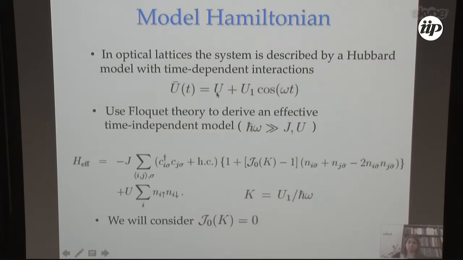Okay? So now with this driven interaction, we can use Floquet theory to try to derive some effective time-independent model in the limit when the frequency is much larger than the bare hopping J and the constant U term. You will do this, and again, you are going to get Bessel functions. And these Bessel functions now are going to be a bit more complicated because they will have the densities in their argument. So they are not going to be just a function of the shaking parameter k, which is the amplitude of the shaking U1 divided by the frequency, but they will also depend on densities. Basically, the hopping of spin up is going to be controlled by the densities of spin down in the two sites between which it's hopping.